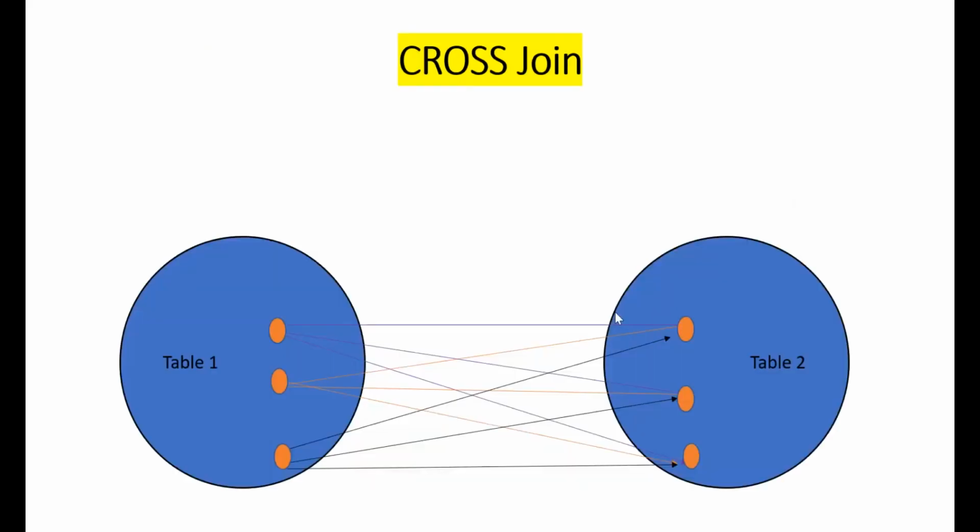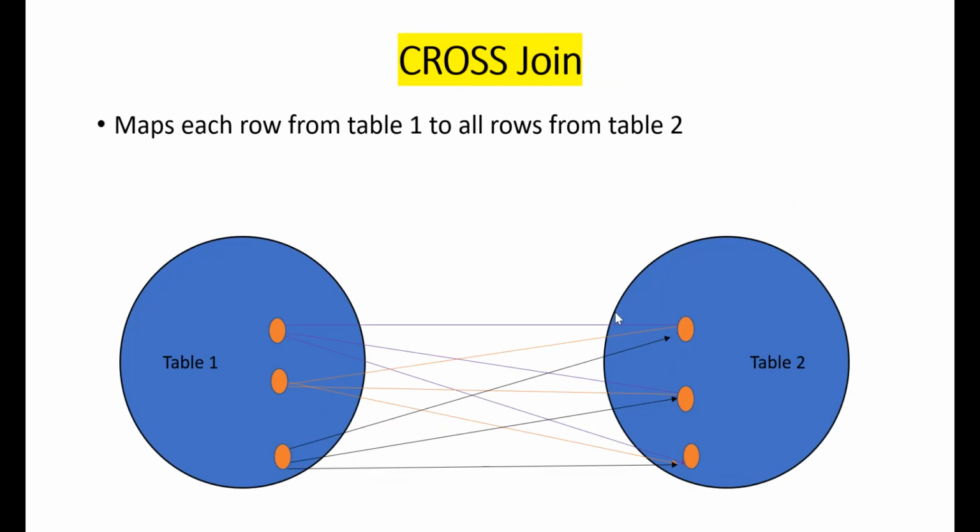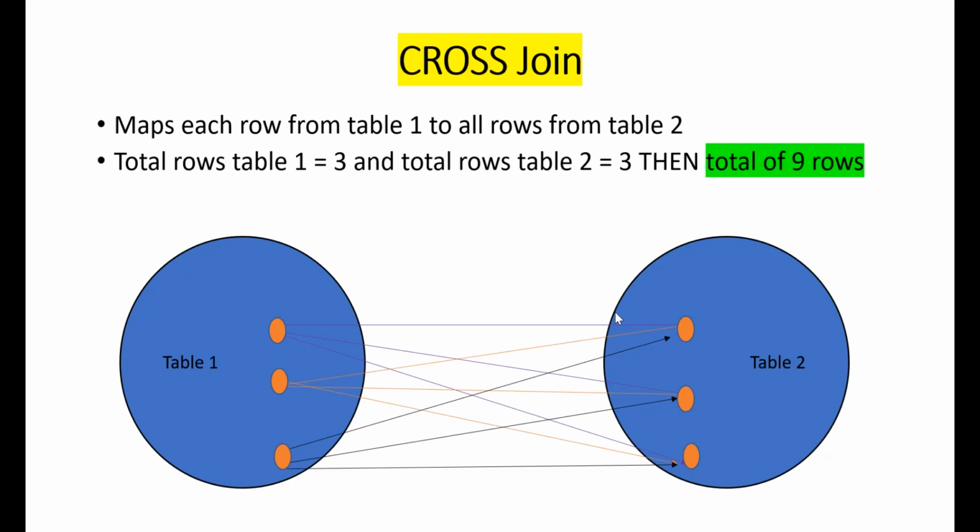Now we have the cross join. The cross join maps each row from table 1 to all rows from table 2. For example, if the total rows in table 1 equals 3 and the total rows in table 2 equals 3, then we will have a total of 9 rows as a result, which corresponds to the Cartesian product.